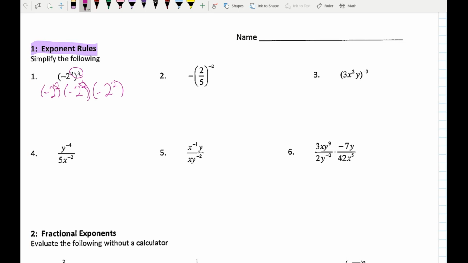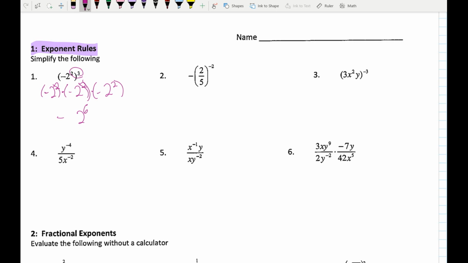But we still write it 3 times. And the next thing you're going to notice is that we can collapse all those together. This is really to say, if we're going to multiply 3 things together, then we add the exponents. So it's (-2) to the 6th power.